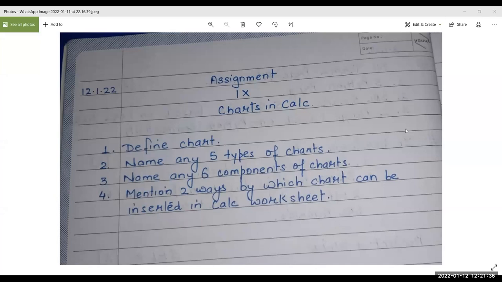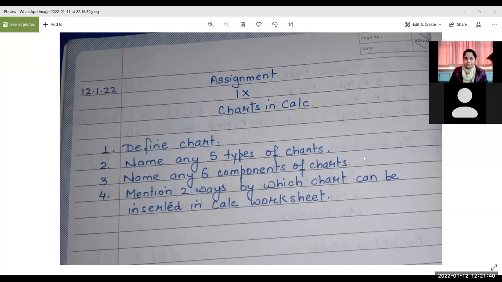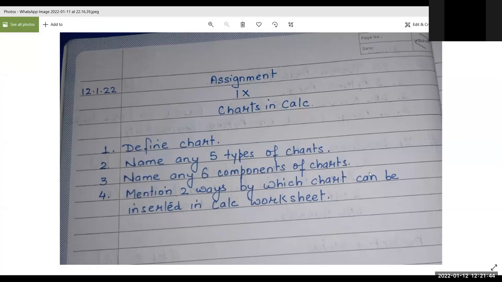Okay, Jyoti, name five types of charts. Area chart, line chart, column chart, pie chart, and XY scatter chart. You have line chart, pie chart, column chart, area chart, bubble chart, net chart, and XY scatter chart. You can name any five. Stock chart is also there.